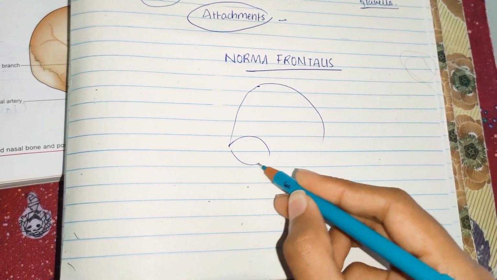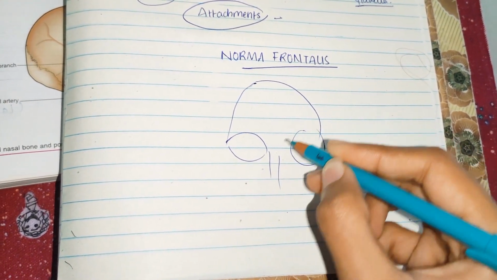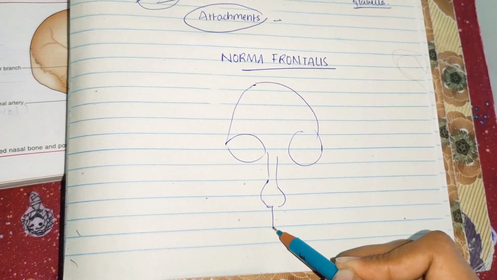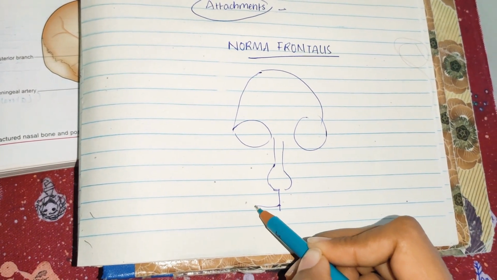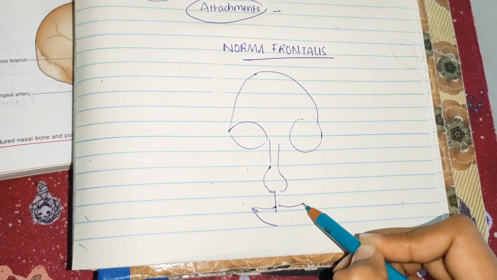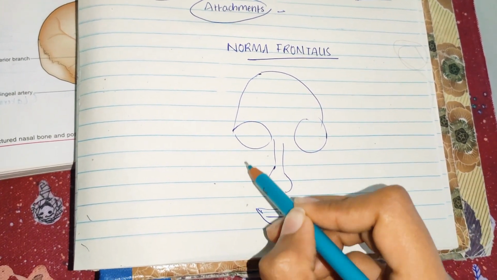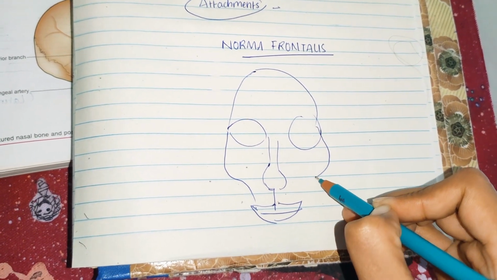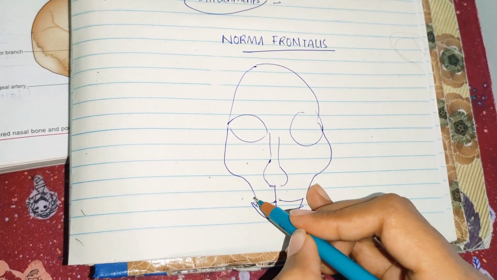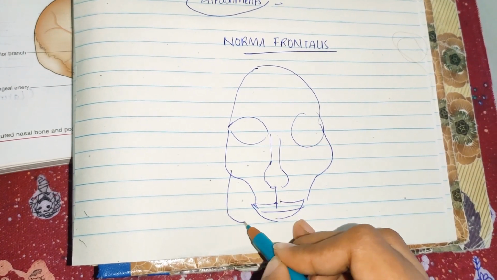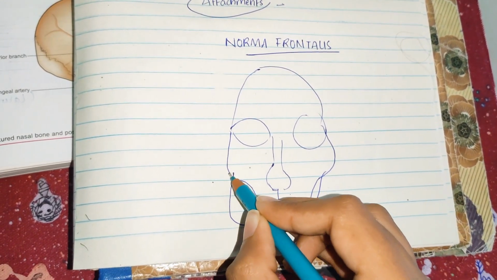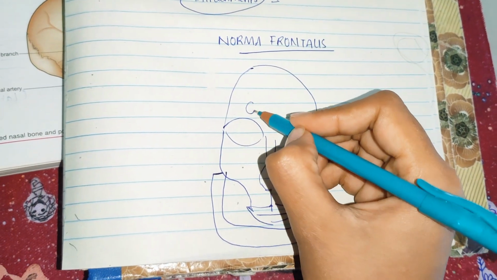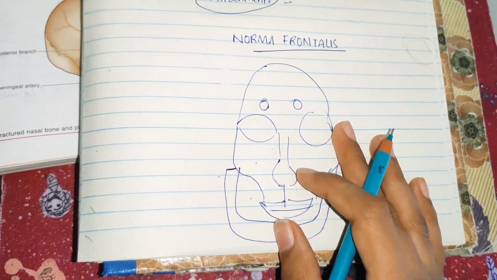It's just a skull diagram. And here comes your mandible like this. So okay, sorry for the bad diagram, but let us understand the parts of norma frontalis.